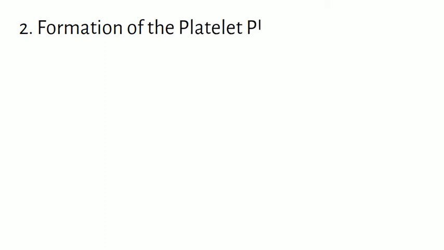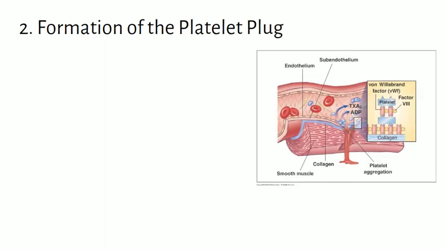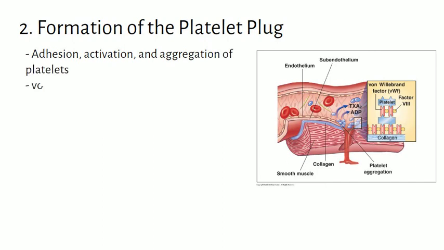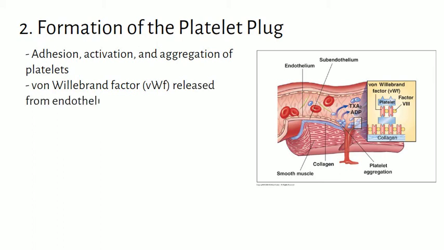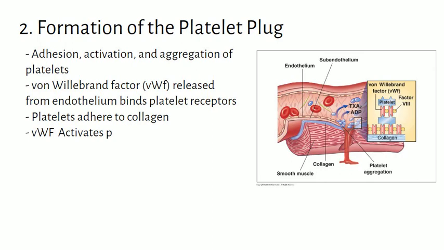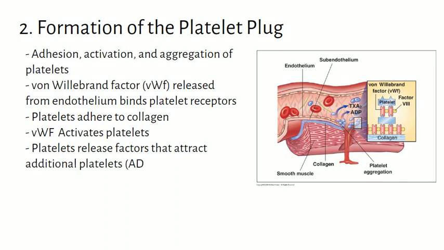The next step is the formation of the platelet plug. The platelet plug forms due to adhesion, activation, and aggregation of platelets. Von Willebrand factor, released from endothelium, binds to platelet receptors. The platelets adhere to collagen in the blood vessel wall. Von Willebrand factor activates platelets. Platelets then release factors that attract additional platelets, such as ADP and thromboxane A2, leading to more aggregation.